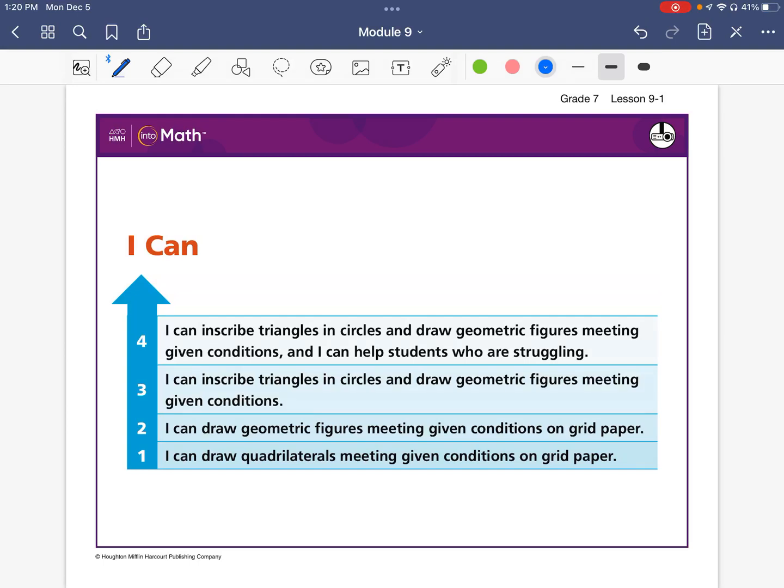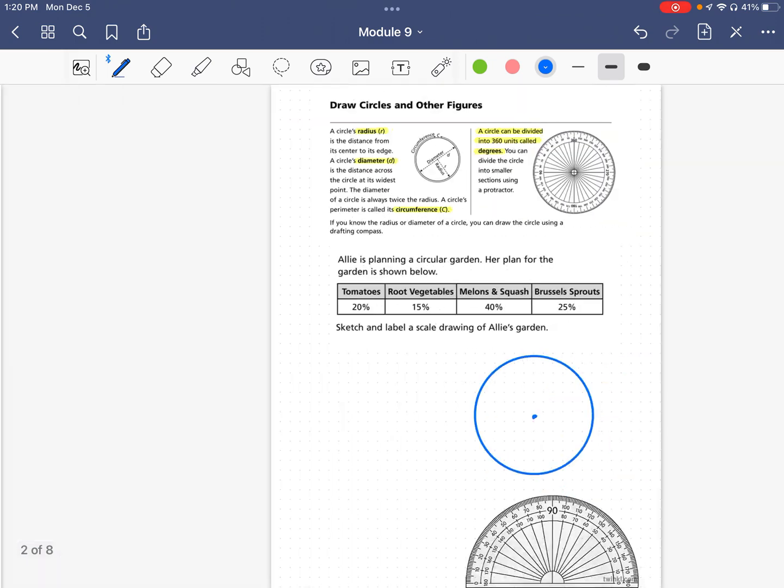Here is grade 7, module 9, lesson 1. Our I can statement for today is I can inscribe triangles and circles and draw geometric figures meeting given conditions.